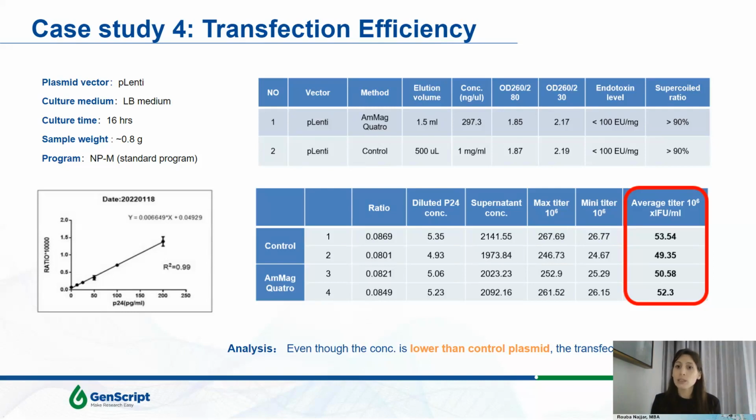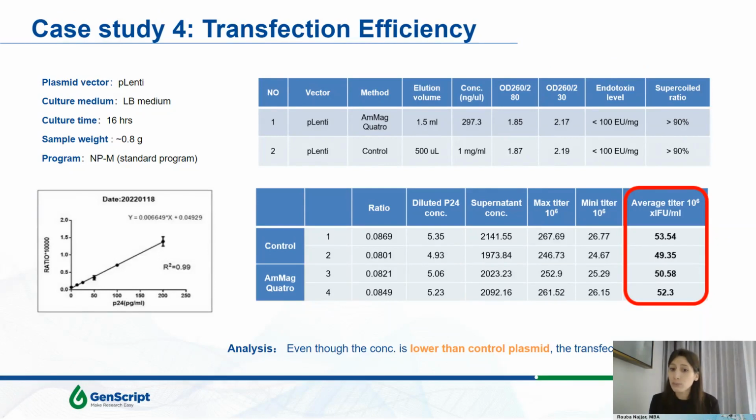So what we did is we did the purification and we used an elution of 1.5 ml. However, for the control group, we did a third of that. So we did the manual control group in 500 microliters. And you can see the concentration for the AmMag Quattro is about 300 nanograms, and the concentration for the manual control is basically 1 microgram per microliter, which again is three times. Then we took those purified plasmids, both from the AmMag Quattro as well as the control, and we transfected them to show the success, or the performance, of course, those are tied to one another, of the plasmid.